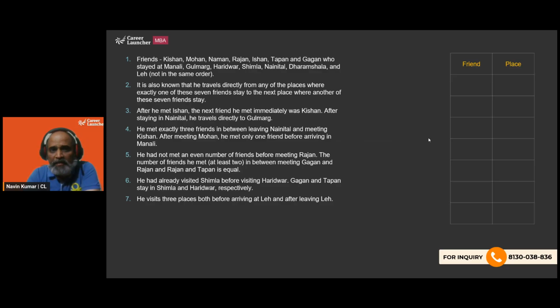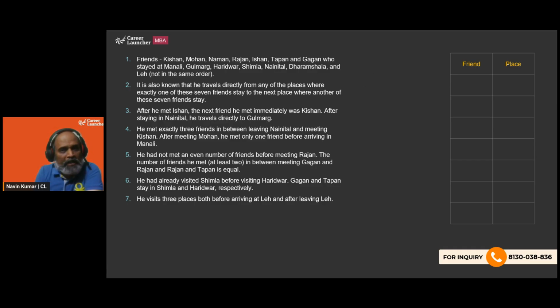It is also known that he travels directly from any of the places where exactly one of these friends stays to the next place where the other friend stays. Third, after he met Ishan, the next friend he met immediately was Kishan. After staying in Nainital, he travels directly to Gulmarg. We have no idea where to put those, but we will write it down so that we remember.